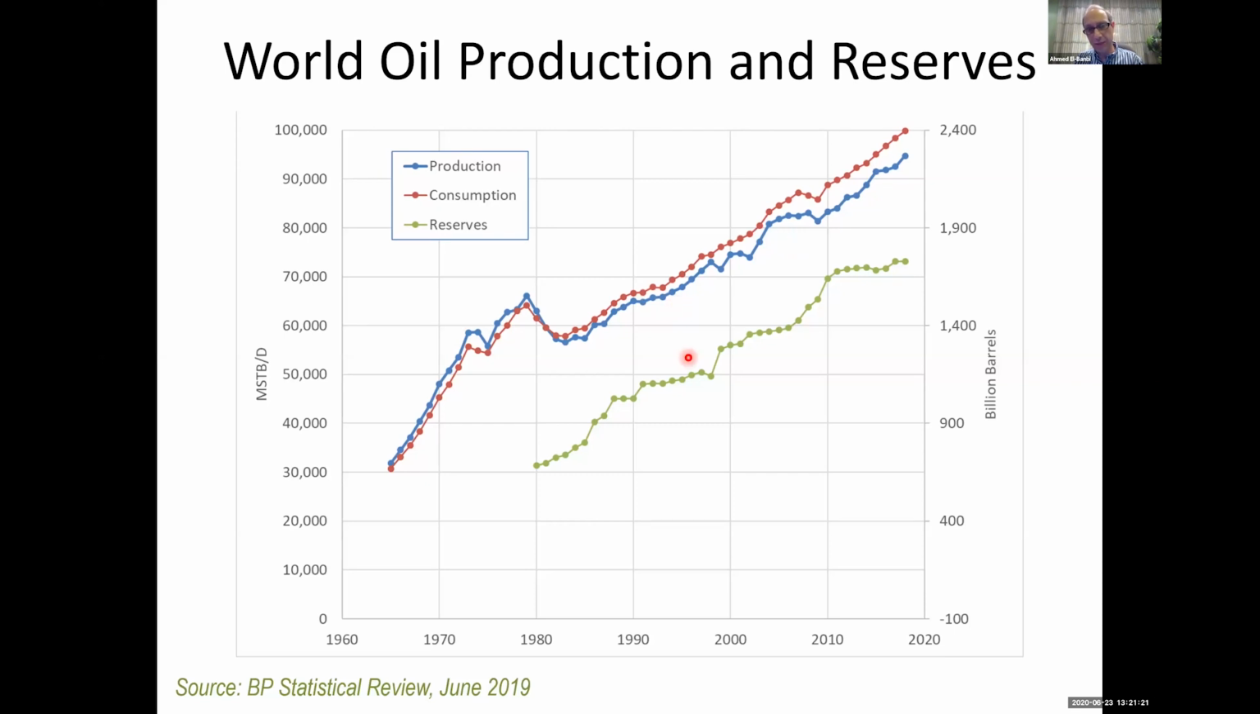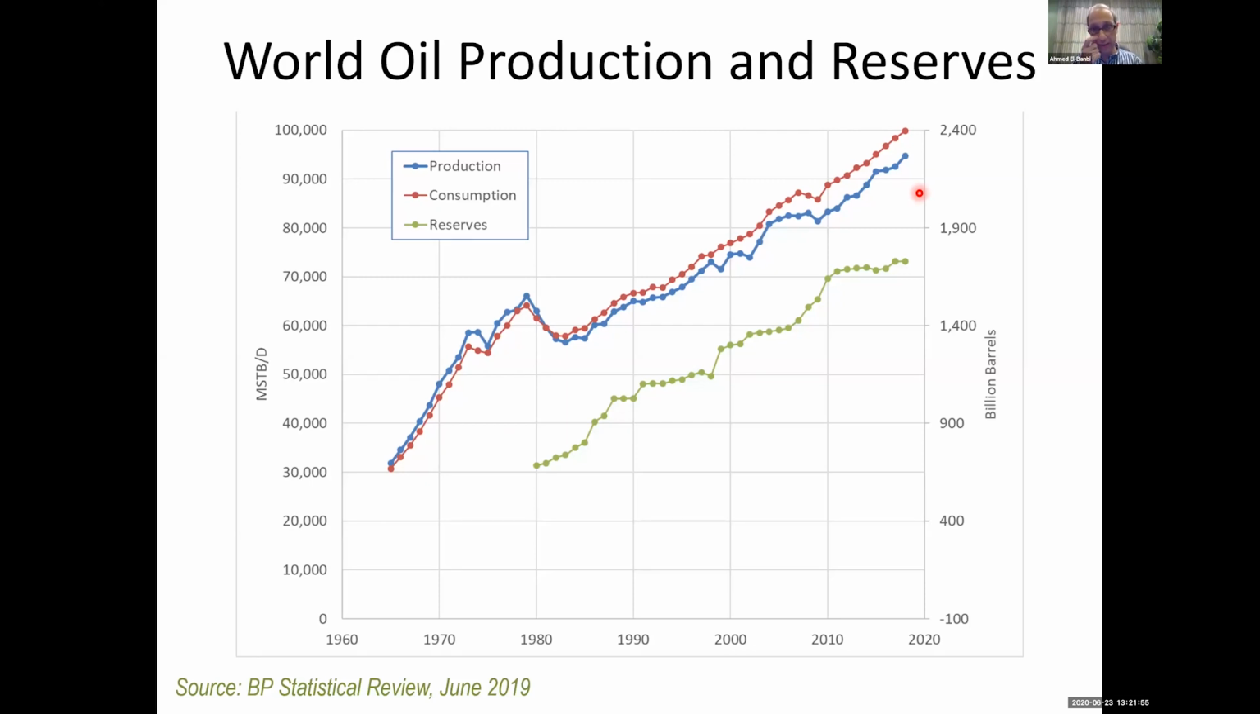What's really interesting to see here is that no matter what happens, the oil production has grown with time. And interestingly enough, the reserves have also grown with time. So every year we produce more than what we produced the previous year, and we find more than we produce as well. So reserves are increasing, oil production is increasing, and oil consumption is increasing.